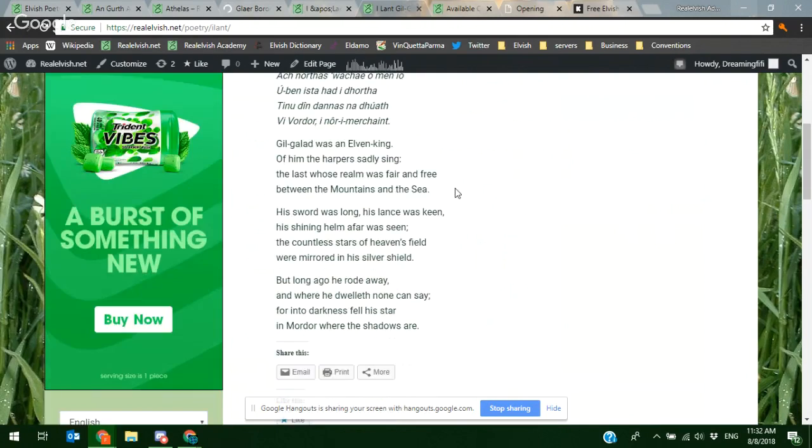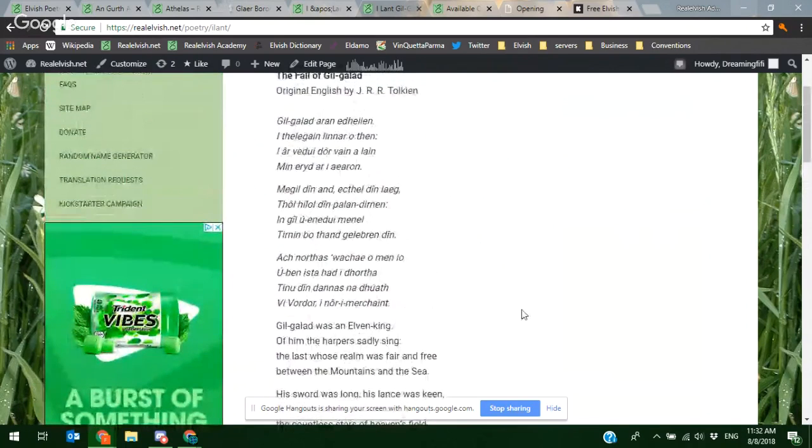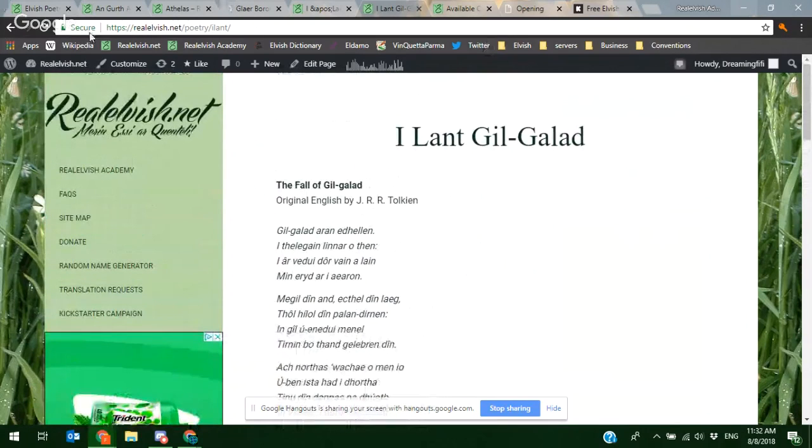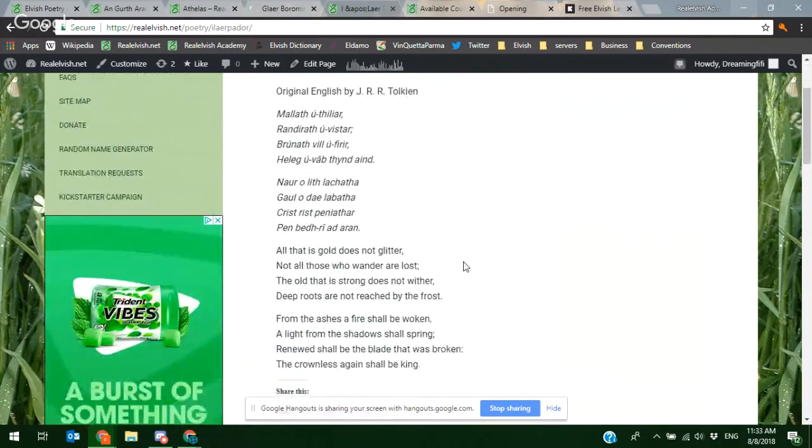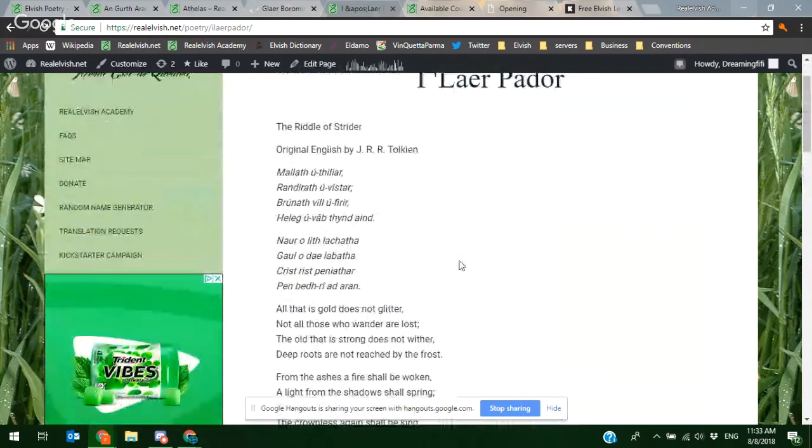It's a little bit outdated, this translation, but it's mostly good. And then I did the Riddle of Strider. This one is a little bit of an older translation.